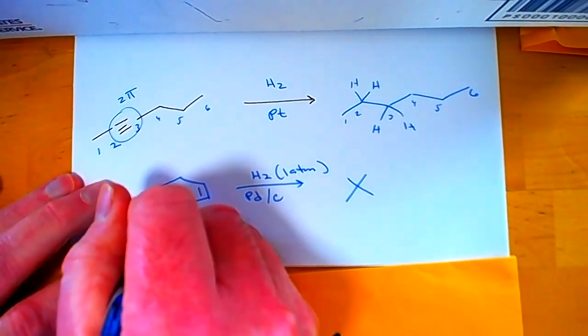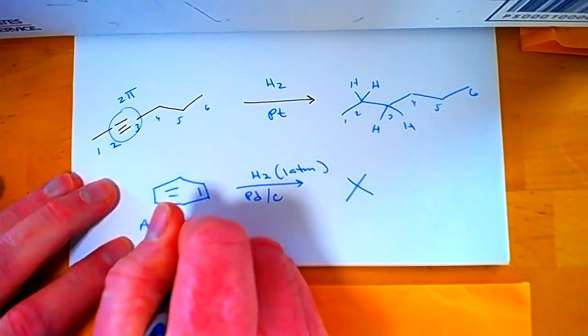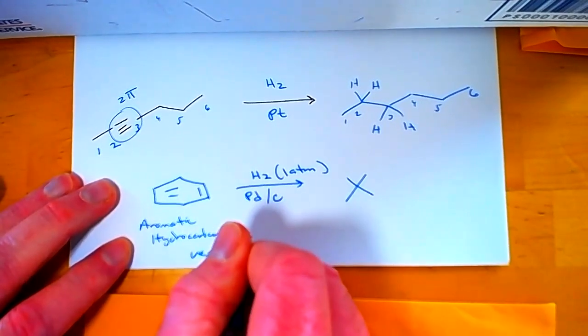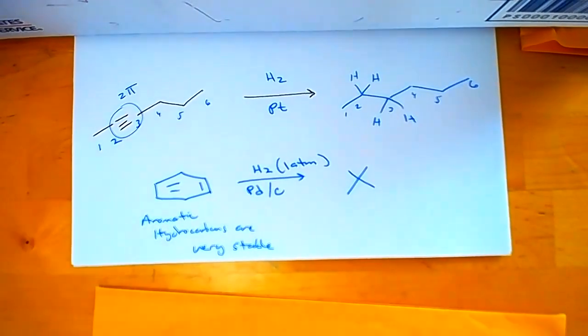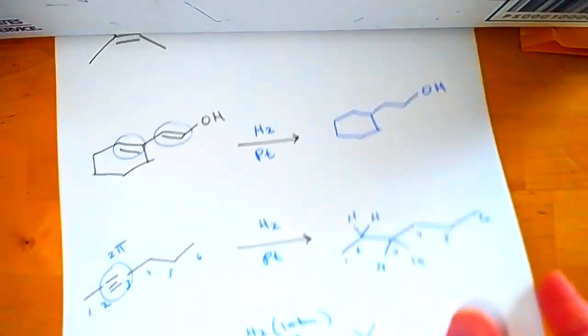Benzene, aromatic systems, aromatic hydrocarbons are very stable. And so they are not going to do what your typical alkene system will. Why won't they do it? Well, see me in Organic 2 for more details about that. But I wanted to at least mention it here.